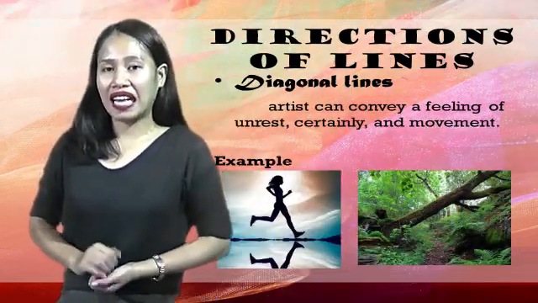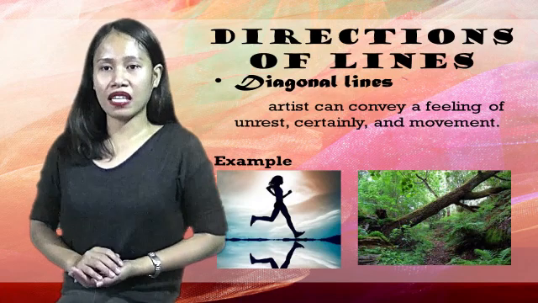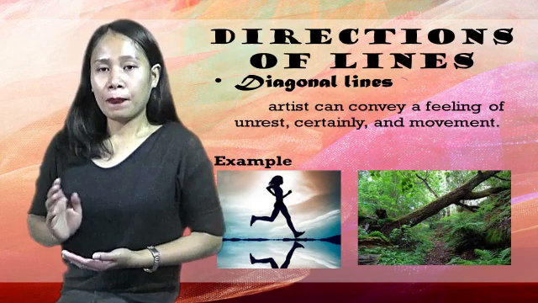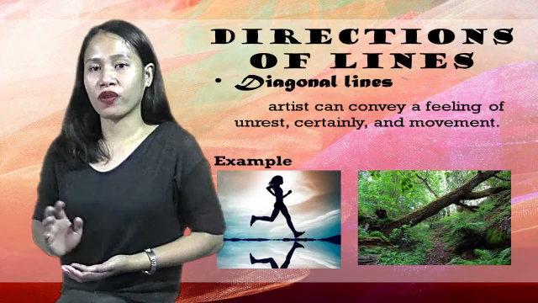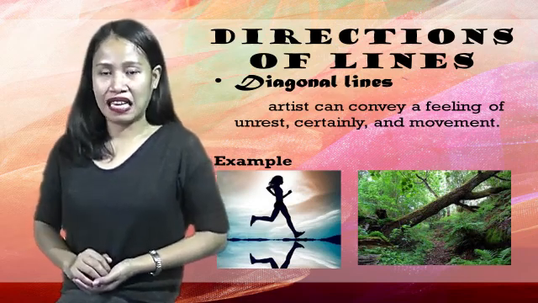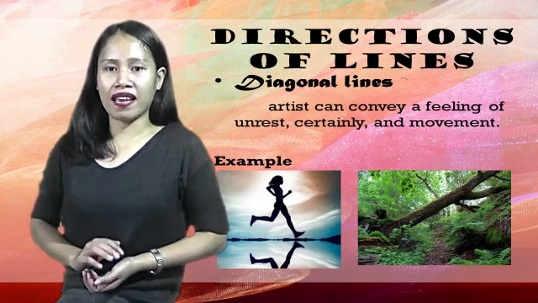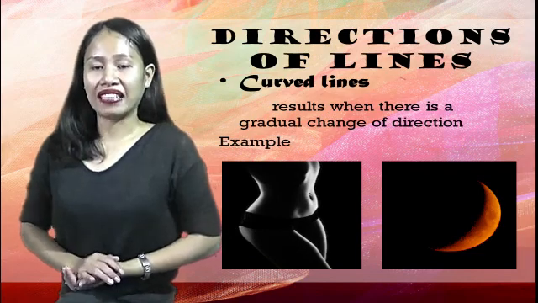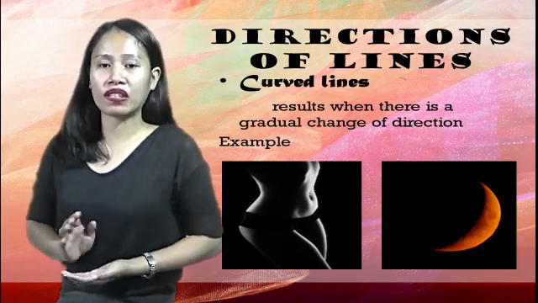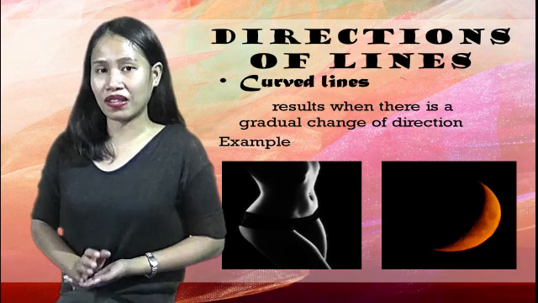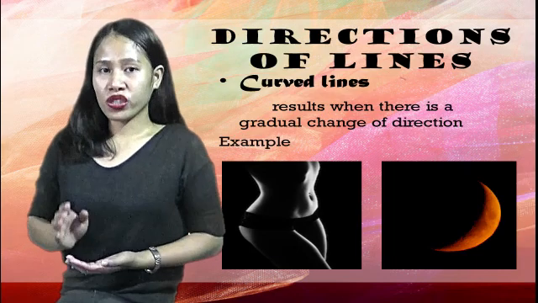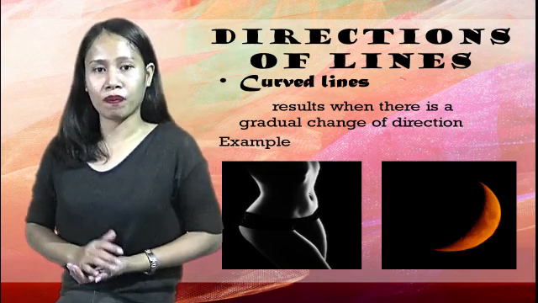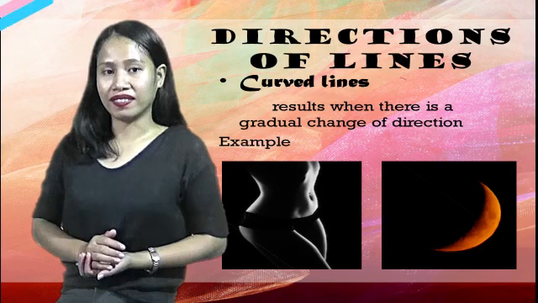We also have the diagonal line. The artist can convey a feeling of unrest, uncertainty, and movement. For example, it implies action. A man who is running bends forward and assumes a diagonal position. A tree about to fall takes a diagonal direction. Next is the curved line. A curved line results when there is a gradual change of direction. Because it is gradual, it shows fluidity, as we see in the curves of a woman's figure, in the rounded petals of flowers, and in the shape of a crescent moon.